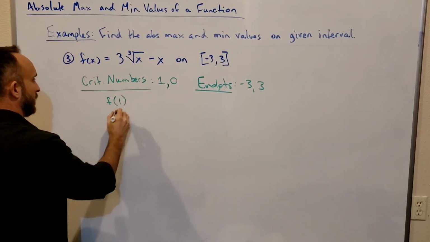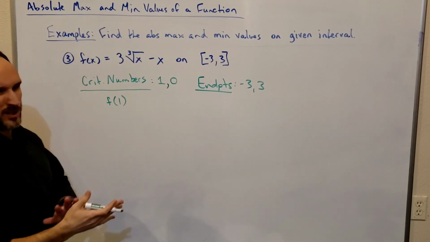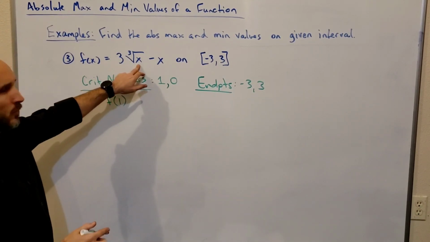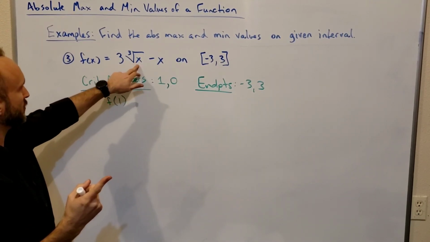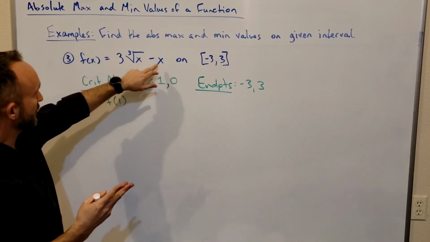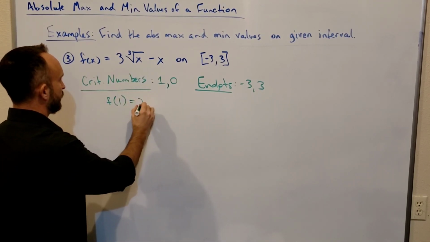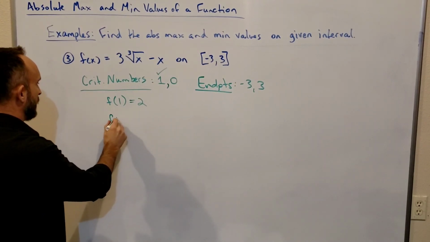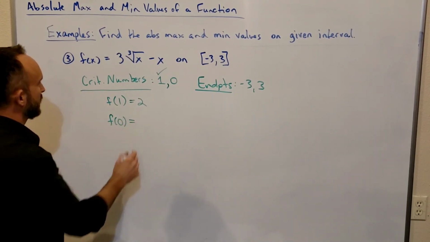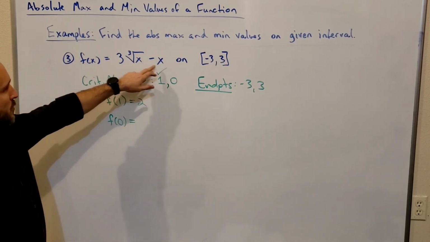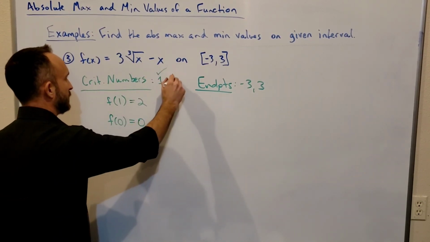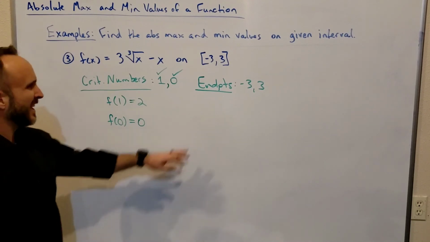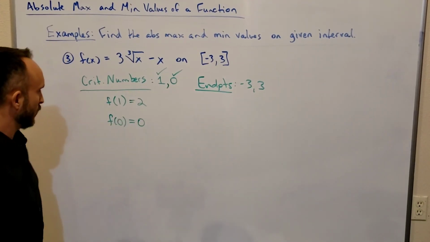So let's find f of 1. F of 1's pretty easy. The cube root of 1 is 1. 3 times 1 is 3. And 3 minus 1 is 2. So we've got the y value for 1. Let's look at f of 0. 3 times 0 is 0, minus 0 is 0. So we've got that one also. These guys are going to require a little calculator work.